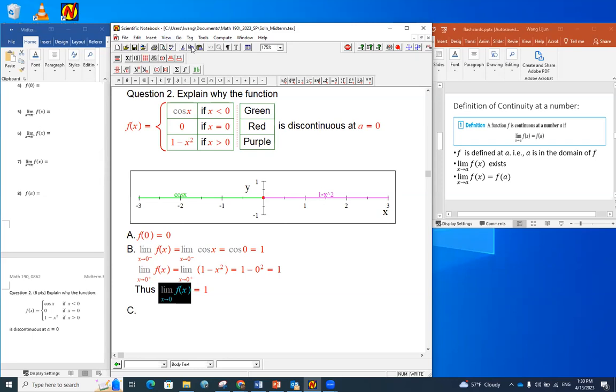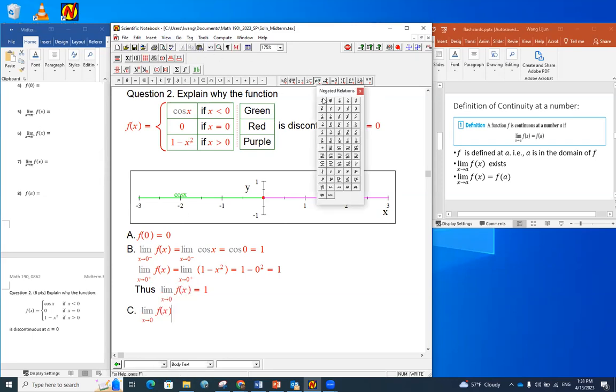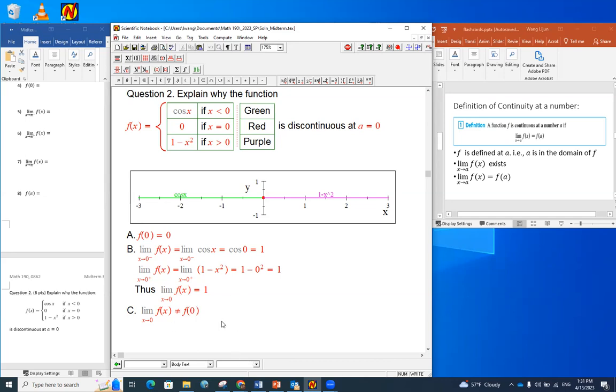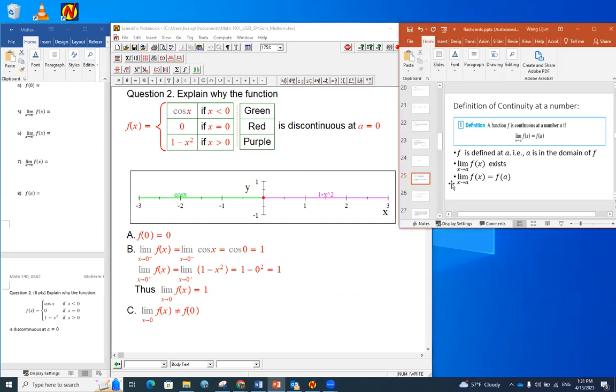So this limit, although it exists, does not equal the function's value at 0. You see in this last expression, you can write it in many ways. You can write 1 is not equal to 0. But I think really the best way is quoting the definition, right? When x is approaching 0, the limit of f of x does not equal f of 0.